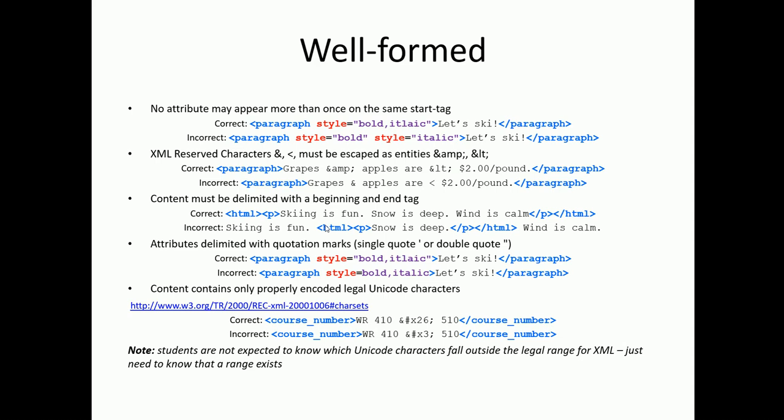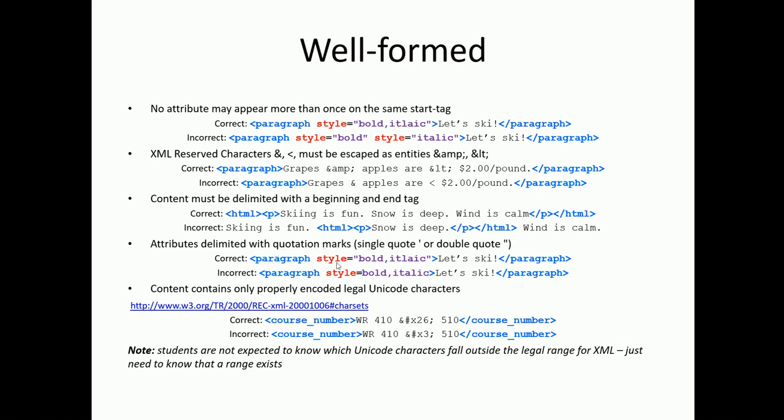Content must be delimited with beginning and end tags. So we have an example of an HTML start tag and end tag, and a nested paragraph start tag and end tag. In this case, this is a correct example, but in this case we have an incorrect or malformed example, because we have the elements, but we have text which precedes the root element and extends beyond the terminating root element. So that's malformed.